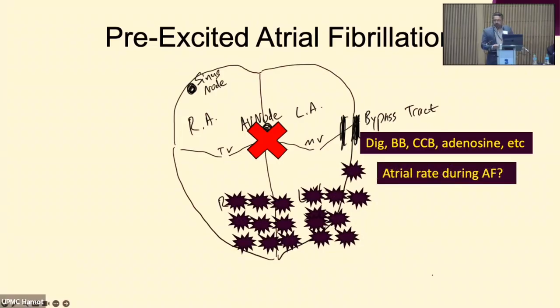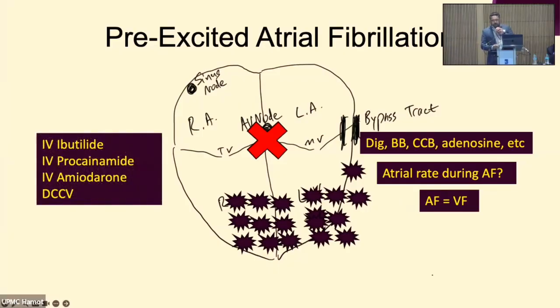What's the problem with that? What's the rate of the atrium during AFib? 400 to 600 beats a minute. Now you've turned AFib into VFib because now the ventricles are going 400 to 600 beats a minute. So you never, ever, ever, ever give this patient AV nodal agents or digoxin. You will kill them. The treatment of choice, if you ever are in a bind, is IV procainamide, IV ibutilide, amiodarone as a last resort, or you just have to cardiovert them if things are really bad.